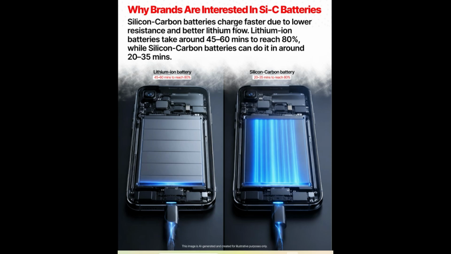The silicon carbon battery charges fast due to lower resistance and better lithium flow. A lithium ion battery takes around 45 to 60 minutes to reach 80%, while silicon carbon can do it in around 20 to 35 minutes. You can observe this very clearly; I gave the picture also. Lithium ion battery: 45 to 60 minutes to reach 80%. Silicon carbon: 20 to 35 minutes to reach 80% charge.